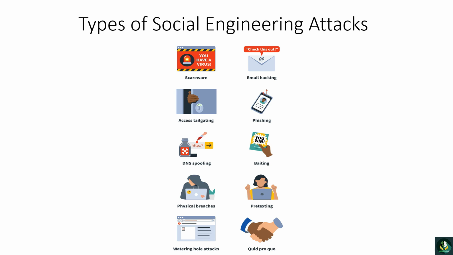Access tailgating, also known as piggybacking. Access tailgating is when a social engineer physically trails or follows authorized individuals into an area they do not have access to. It can be as simple as holding an open door for someone else. Once inside, they have full reign to access devices containing important information.